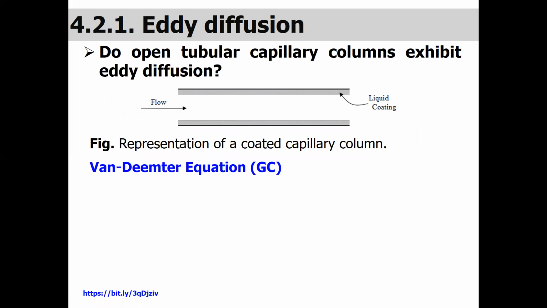Eddy diffusion is not observed in a GC column. Why do we not observe eddy diffusion in the GC column? Because we have two types of GC column, OT and WCOT. OT means open tubular column, or we have a wall coated open tubular column. We do not generally have silica packing inserted into the long GC column. That's why this factor of eddy diffusion is not observed in the case of GC, as I mentioned here.